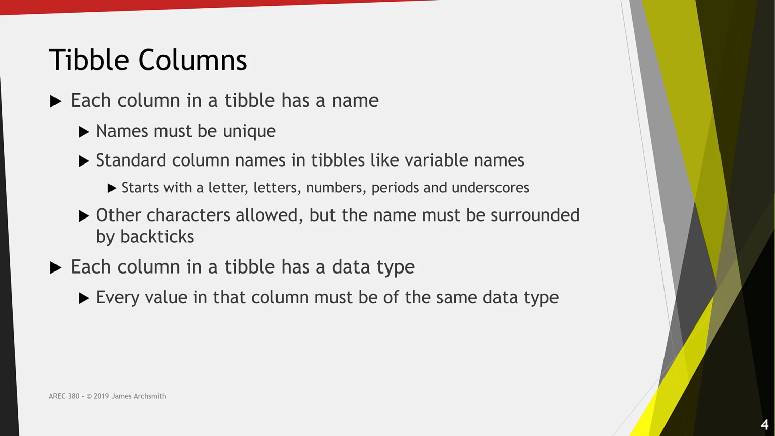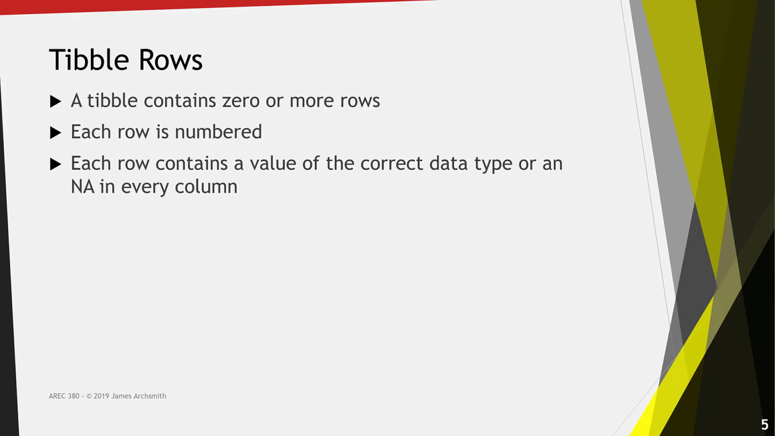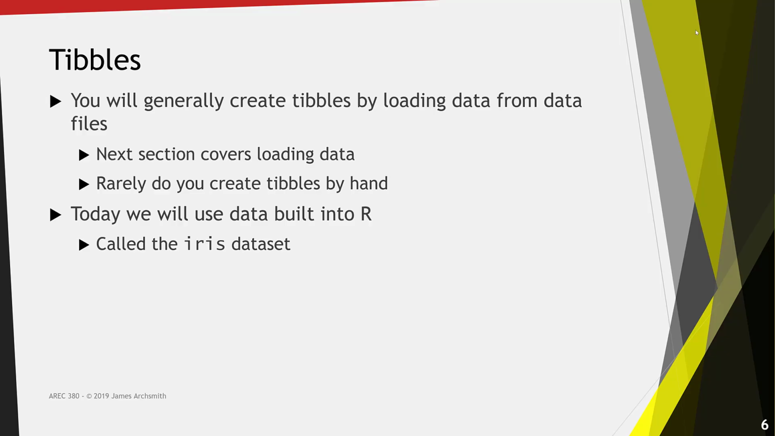Finally, every column in a Tibble has a data type, and every value in that column is going to be of the exact same data type. A Tibble is also going to contain 0 or more rows. Each row is numbered, and every row contains a value of the correct data type, or an NA, for each column in the Tibble.